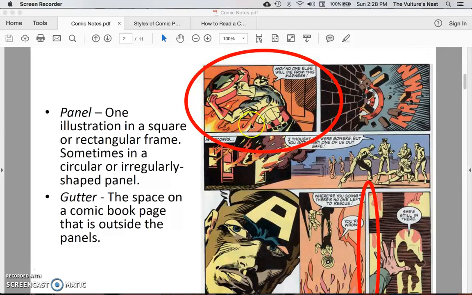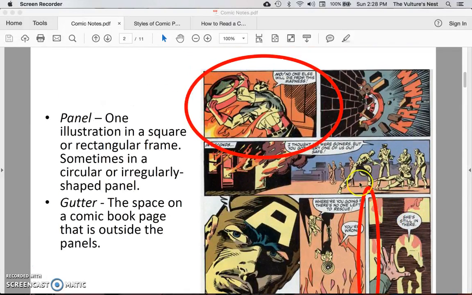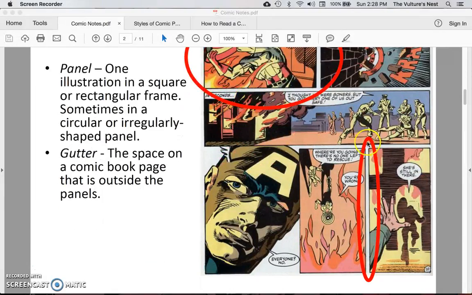So these little boxes on each page are what are known as panels. The space in between each of these panels is what's known as a gutter. It sort of gives your brain a little break and helps transition between each picture. You can tell that this picture is separate from this picture. So you've got panels and you've got gutters.